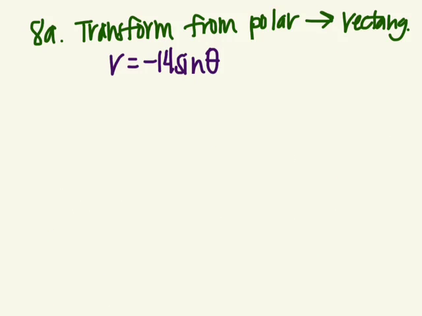Number 8, you're asked to transform the following polar equations, meaning that they're written in terms of r and sine and cosine and theta, into equations in rectangular coordinates x and y. Then we're asked to write the equation in standard form and state the center and the radius. So if you look at number 8a, you're given this polar equation.